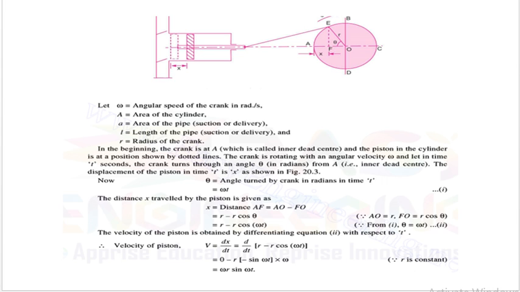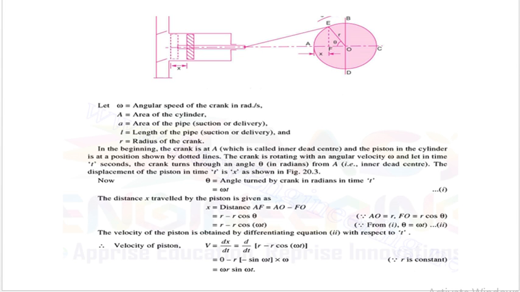The displacement of the piston in time t is x, which is shown in this line diagram. When the crank moves from A to E, the piston moves through the distance x, which is shown in the diagram. So theta is equal to the angle turned by the crank in radians in time t. So theta is equal to omega into t, if omega is the angular speed of the crank. The distance x travelled by the piston is given as x is equal to AF.